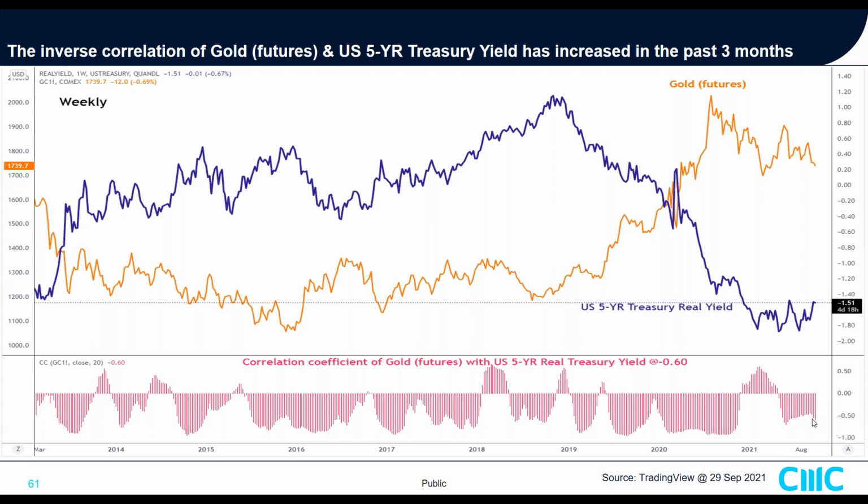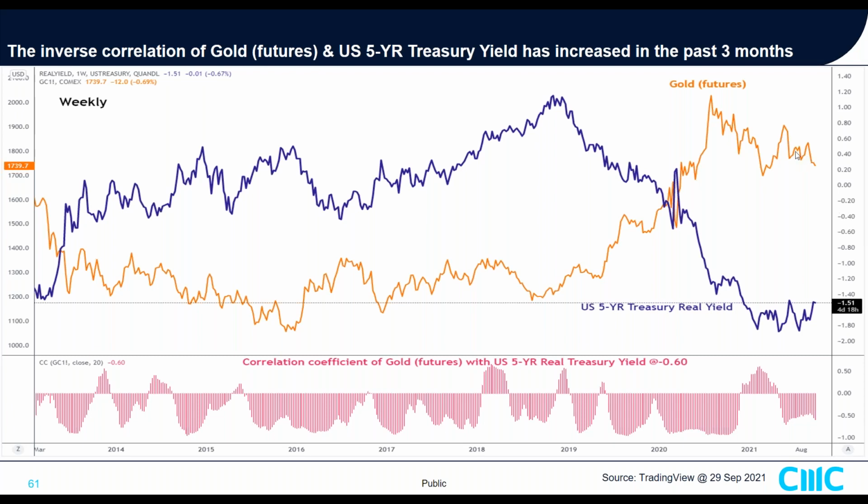So it means that if real yield keeps on increasing, there's what I call a significant indirect impact towards gold futures. That means gold futures will tend to actually point downwards.